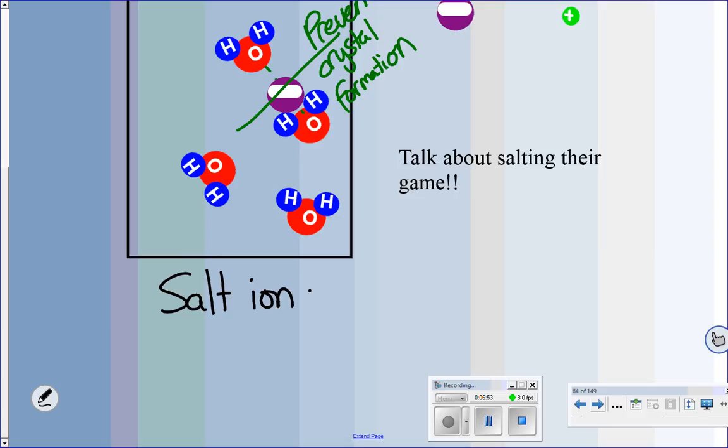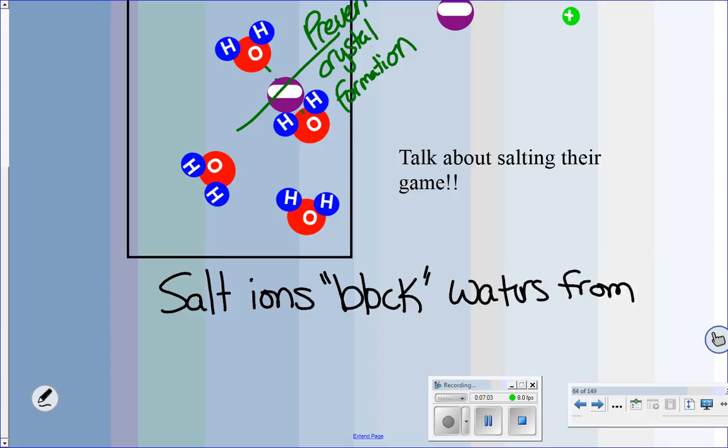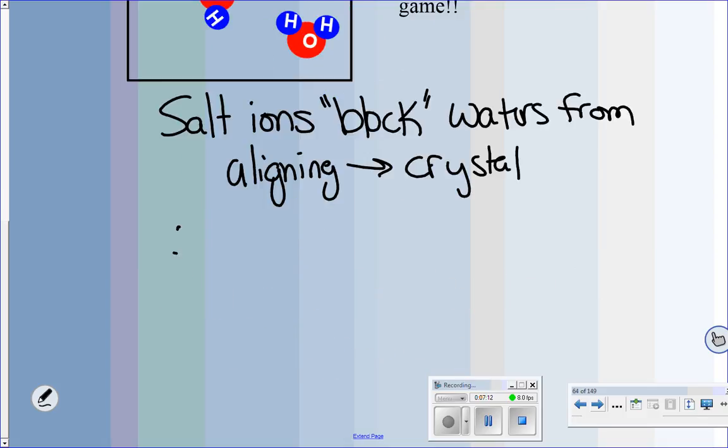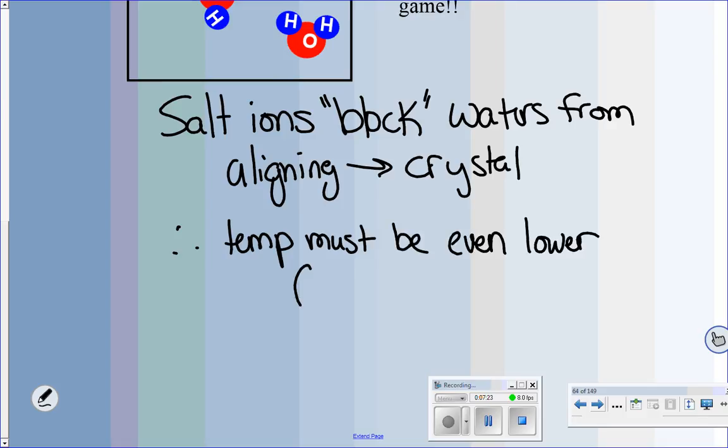Salt ions block waters from aligning and forming a crystal. Therefore, temperature must be even lower for the crystal to form.